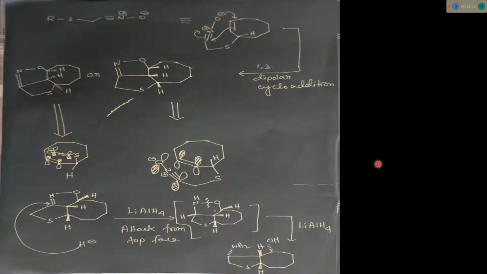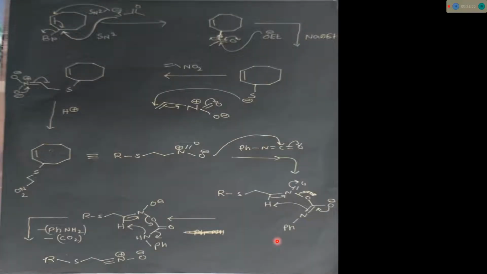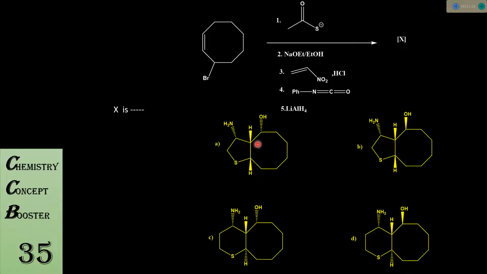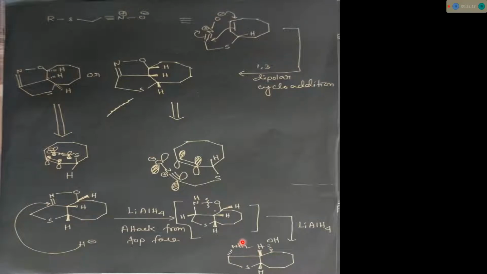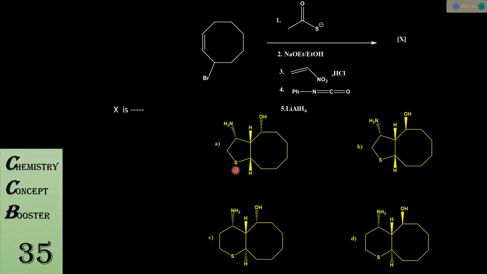Now see the OH and NH2 stereochemistry. The OH and NH2 are cis to each other, but opposite to the ring junction hydrogens. So option A is correct. In the other case NH2 and OH have opposite stereochemistry. So see the product, OH and NH2 are cis to each other but opposite to the ring hydrogen stereochemistry. That's why this is the correct answer for this reaction.